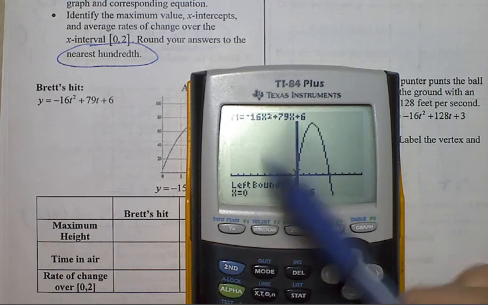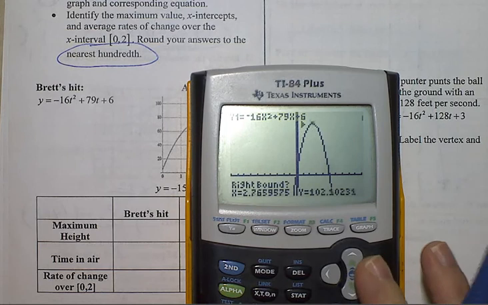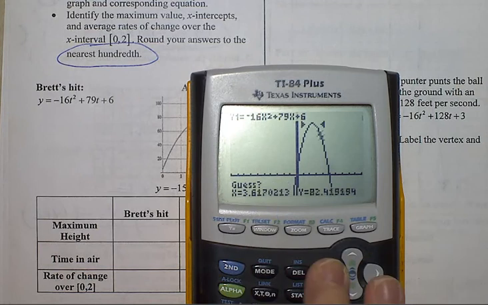Go left of the highest point, somewhere to the left, and press enter. Go up and over the highest point, somewhere to the right, and press enter. And now go back and guess where the highest point is and press enter.